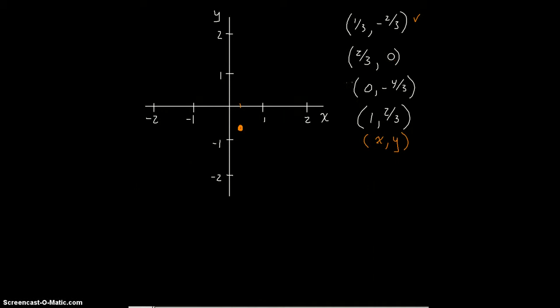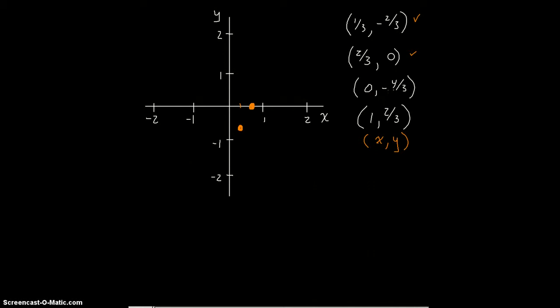Let's go to 2/3, 0. 2/3, if this was 1/3, 2/3 sits about here. Remember, the first number is x. And 0 along the y. Oh, so it's just 0. It's sitting right here on the x-axis, because the y value is 0.